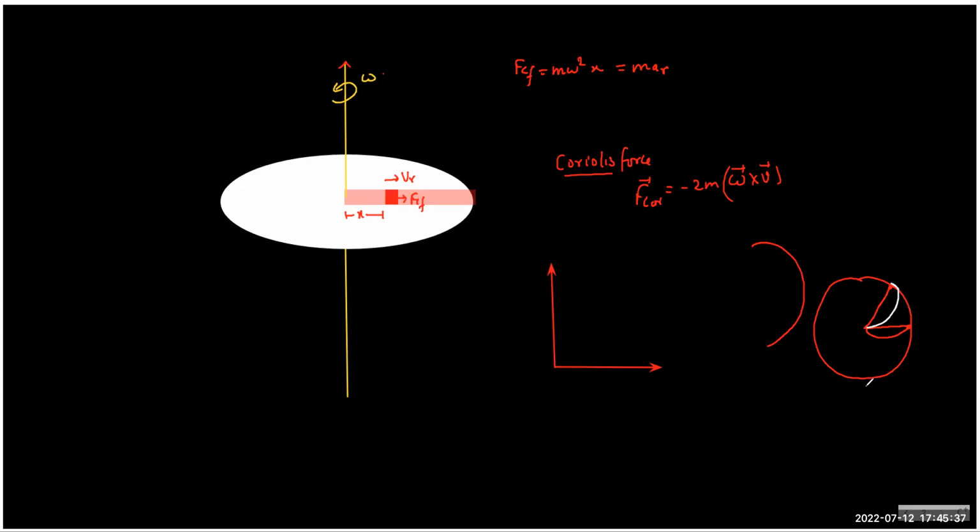Now this path is difficult to visualize. So the omega vector is upward and v radial is like this. So omega cross v will be into the plane like this. So minus omega cross v will be like this.